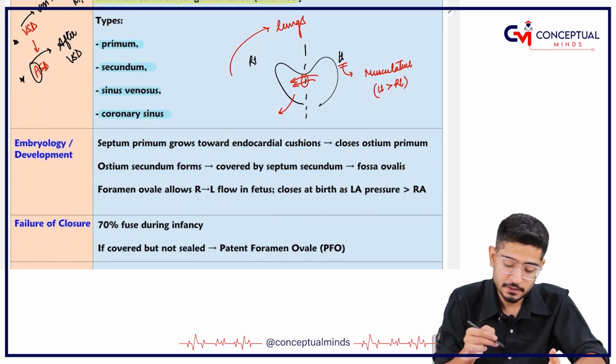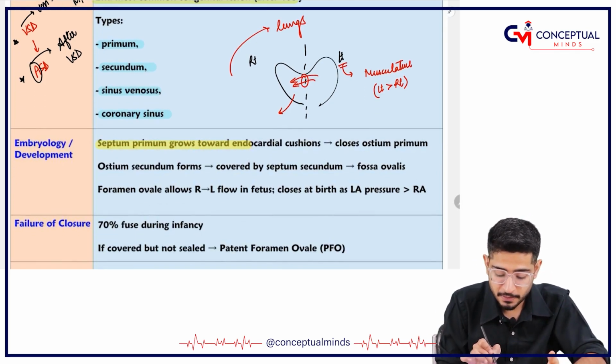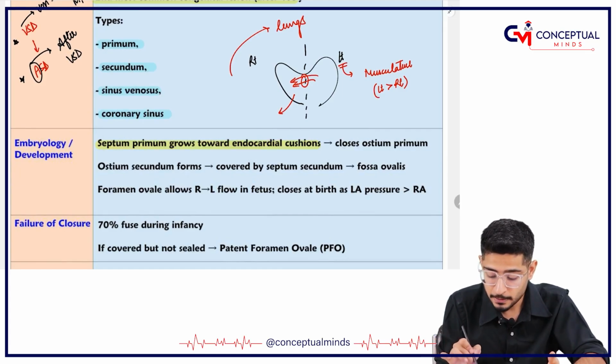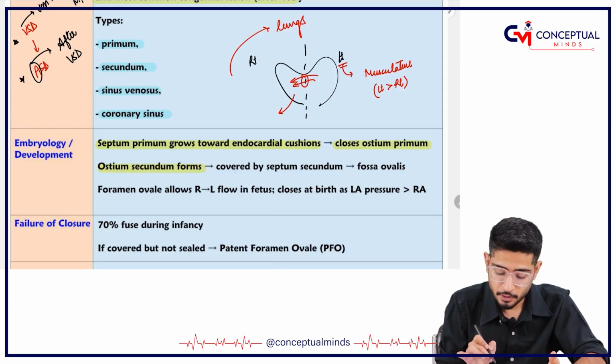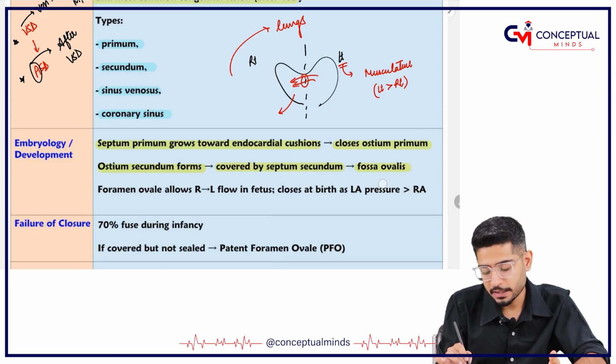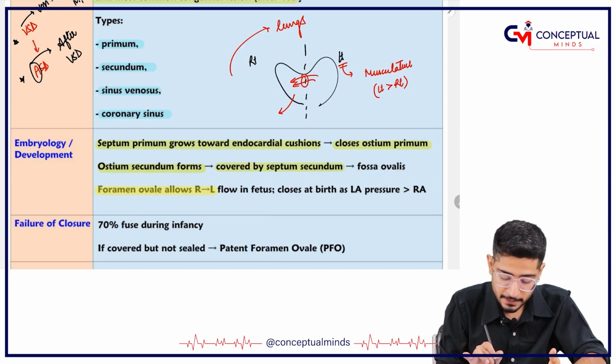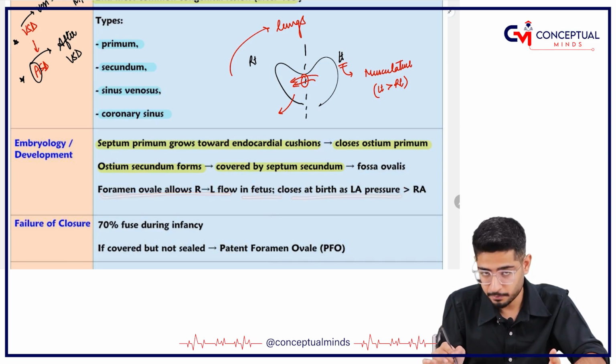I have told you this, but let us quickly revise. The septum primum grows towards the endocardial cushion and closes the ostium primum, but the ostium secundum is formed. That is covered by the septum secundum, and the gap in the septum secundum is called the foramen ovale, or fossa ovalis also. The foramen ovale allows right to left flow in the fetus, and it closes at birth because the left atrial pressure is more than the right atrial pressure.